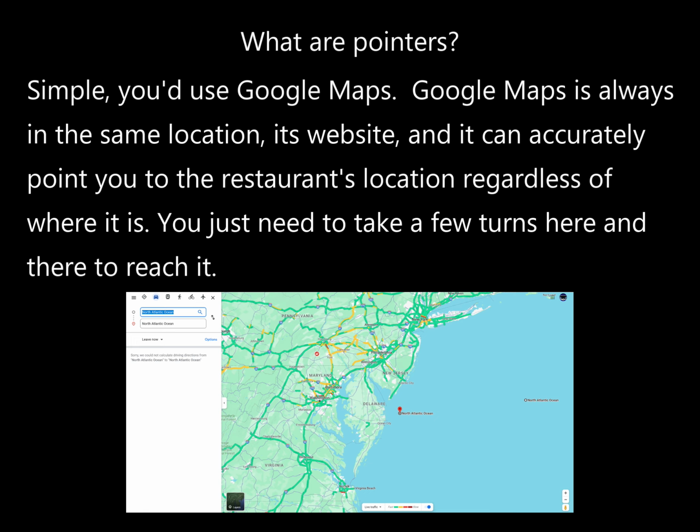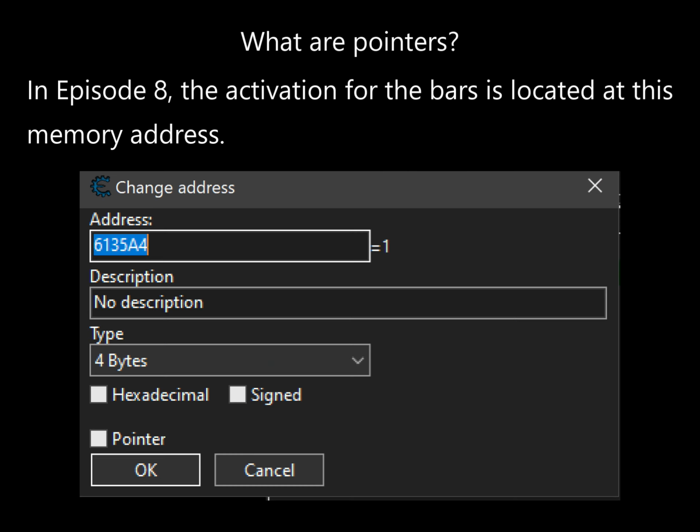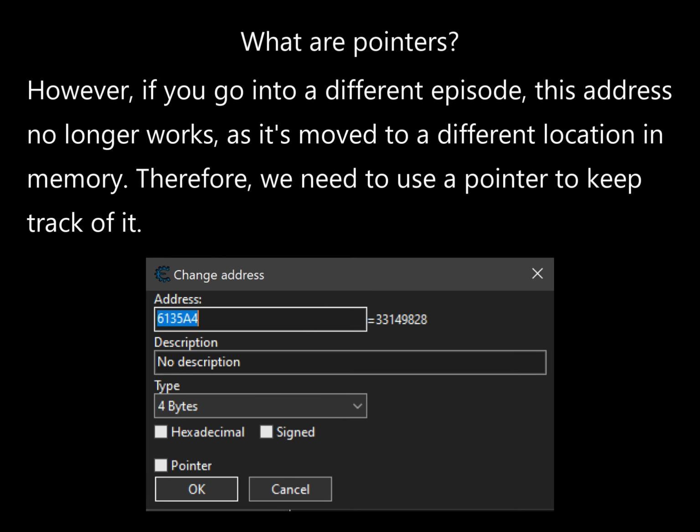Google Maps is always in the same location, its website, and it can accurately point you to the restaurant's location regardless of where it is. You just need to take a few turns here and there to reach it. For an in-game example of pointers, we'll use SlyTools black cutscene bars. In Episode 8, the activation for the bars is located at this memory address. However, if you go into a different episode, this address no longer works, as it's moved to a different location in memory. Therefore, we need to use a pointer to keep track of it.